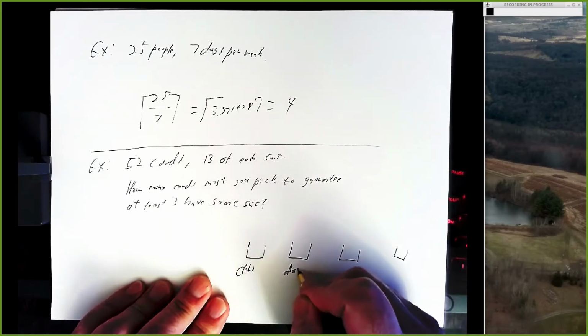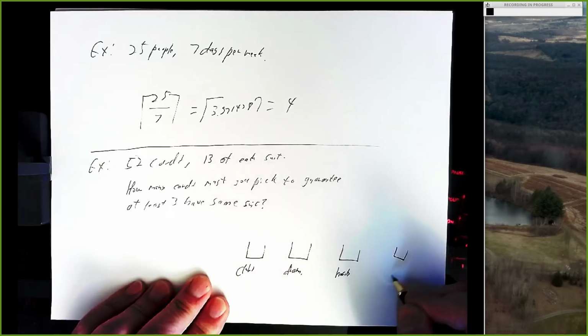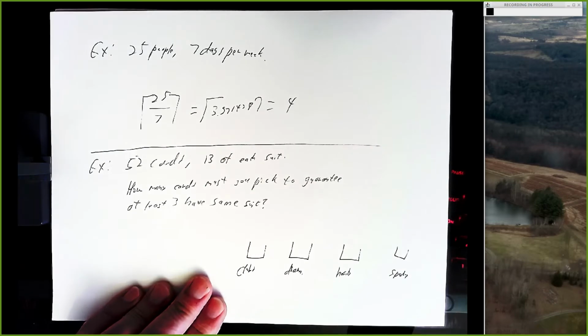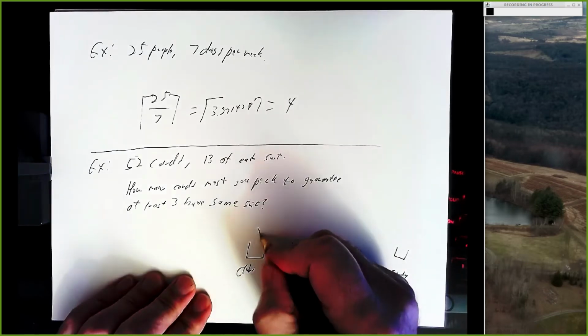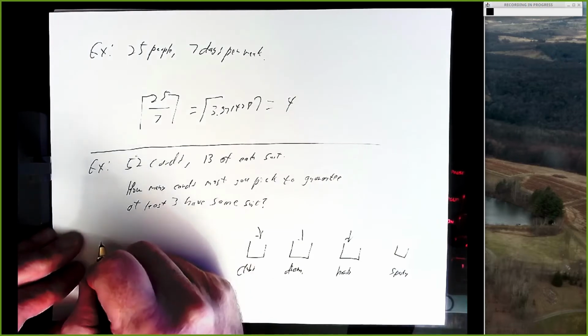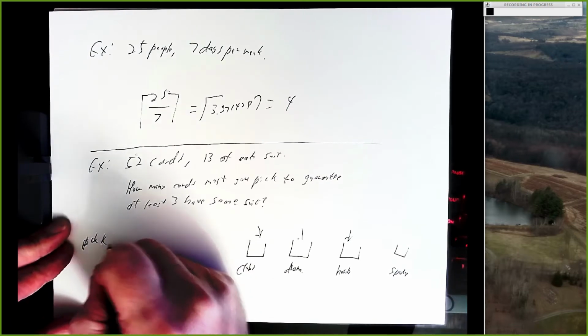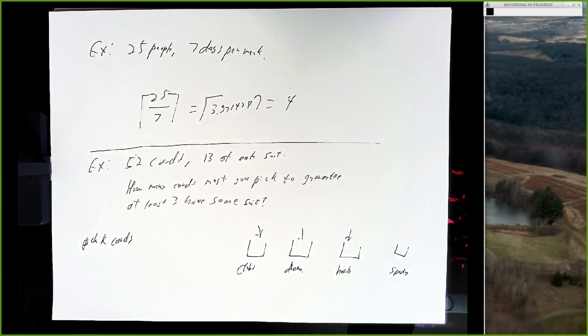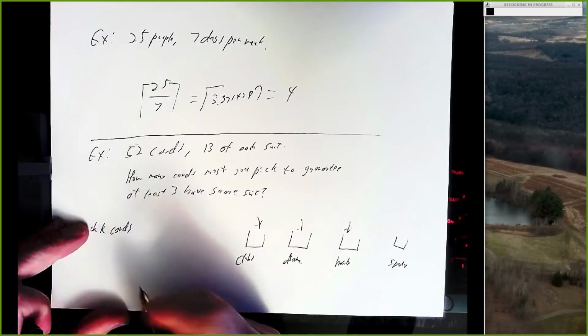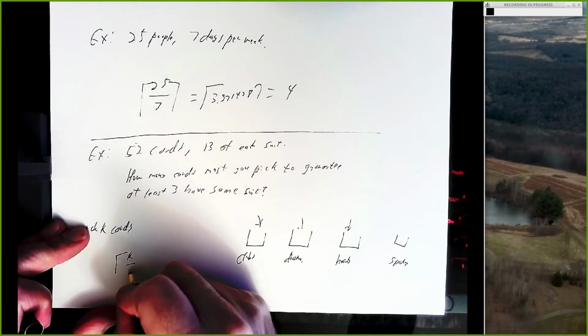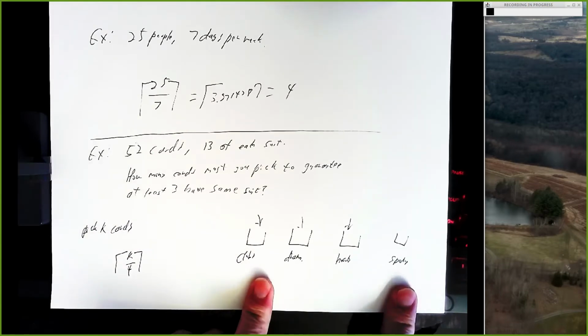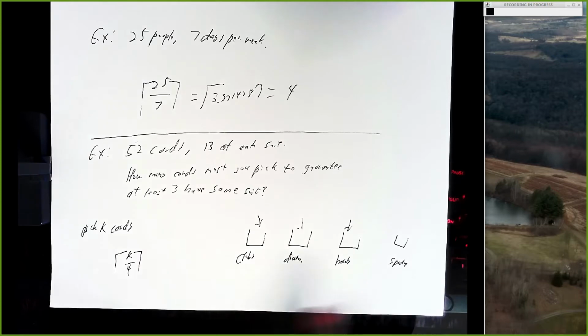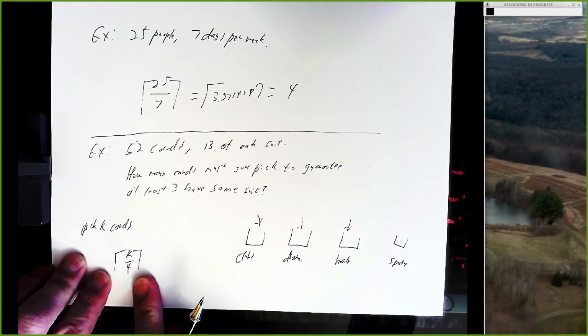So here's clubs, here's diamonds, here's hearts, here's spades. And we're going to pick some number of cards and start putting them in here. So let's say we pick k cards. For any positive integer k, if I pick k cards, how many am I guaranteed to have of the same suit? Well, the generalized pigeonhole principle says that for k cards, if I put them into 4 boxes based on suit, I'm guaranteed at least one box has at least this many cards.